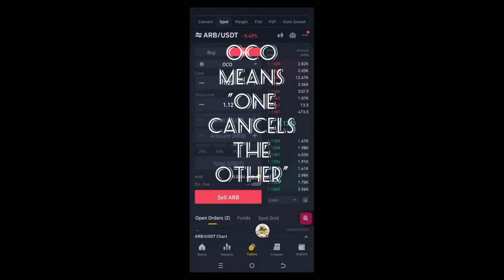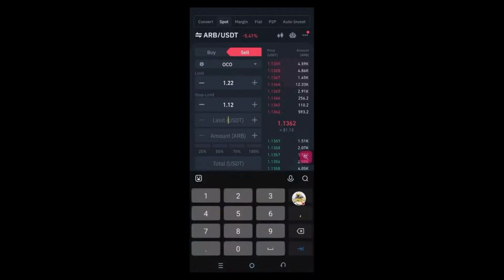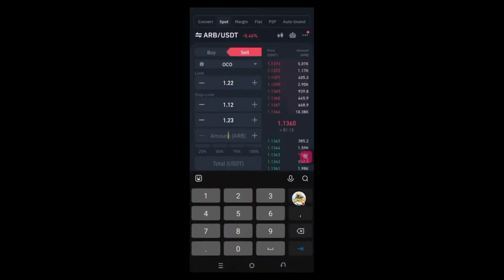This is OCO. OCO means one cancels the other, right? One cancels the other. Try and understand that. So you're going to put all of this, your limit price and all of those things. The price is currently that, and you put your limit price here. Maybe you want it to be 1.23, right? Do you understand that? So now you have 3 prices, and then you have the amount of ARB that you have, and you pick whether it's 100% or whatever. Don't forget that's currently in the trade.